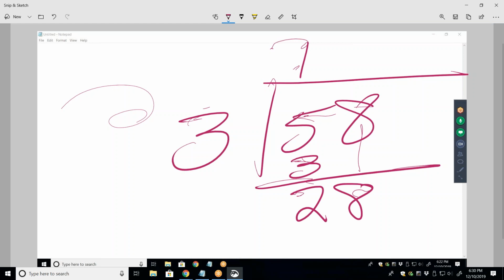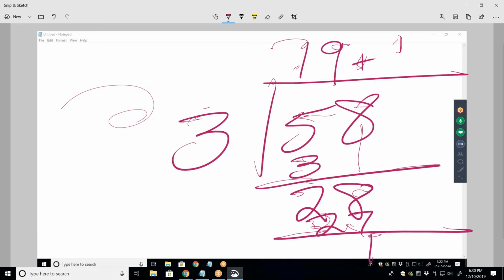What's 3 into 28? 9. Then you multiply. What's 9 times 3? 27. Now you subtract. What's 28 minus 27? 1. There's nothing left to bring down. Therefore, the remainder is 1, so it's 1 divided by 3. So the answer is 19 and a third. That's how long division works.